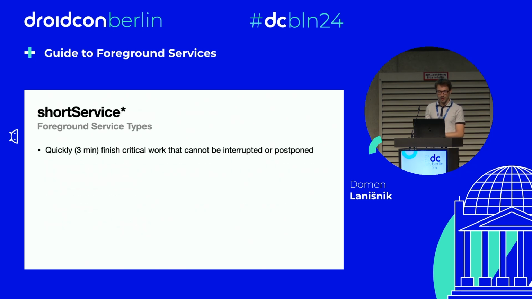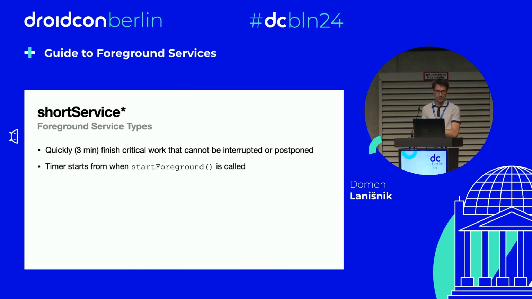Cool. So now we get to the special ones. The first one is the short service. It's meant for quick, critical work that cannot be interrupted or postponed. So I don't know, for example, if you have a messaging app, you need to send a message. It's probably good that it's not interrupted, and this is a valid use case.